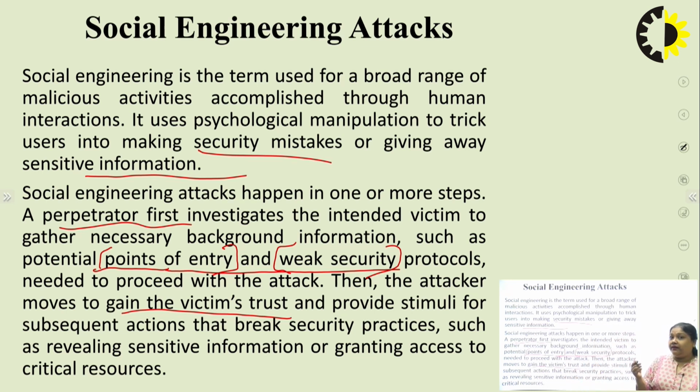How? By sending a friend request and prompting subsequent actions that break security practices, such as revealing sensitive information or granting access to critical resources. When someone trusts someone, he can add him to his friend list, and then he can access all his personal data.